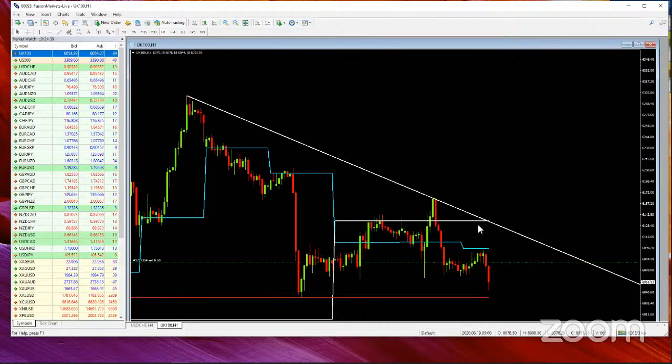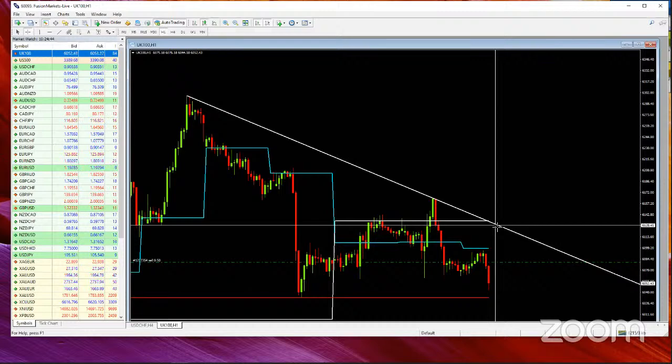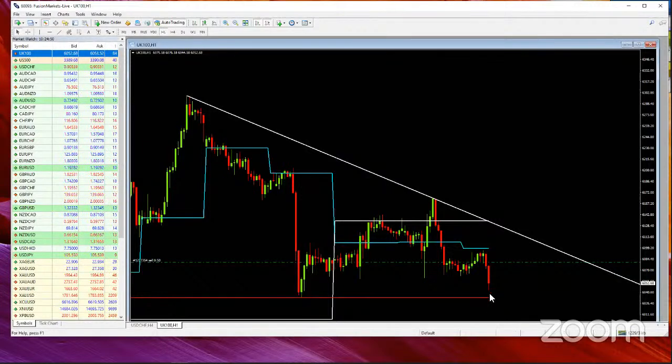Weekly pivot looks like the best area, but that'd have to come up in the next hour or so. Oops. Well, that looks pretty good, doesn't it?